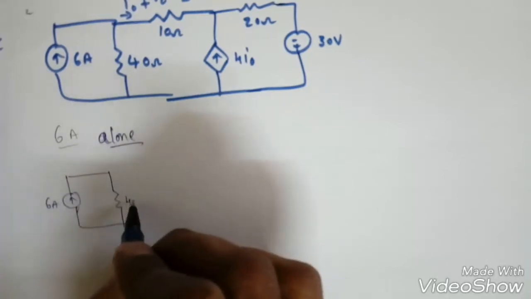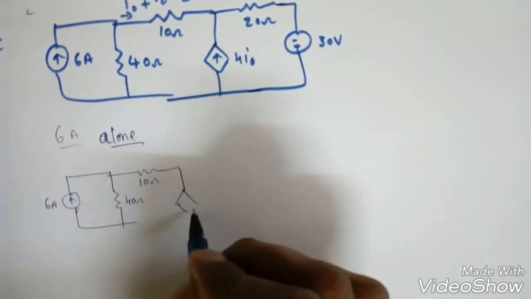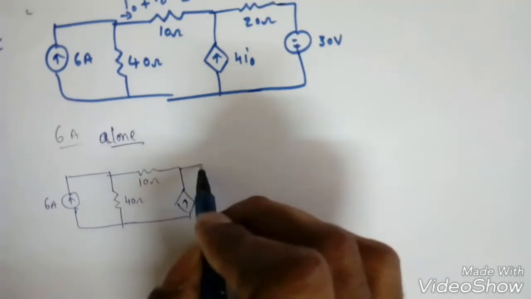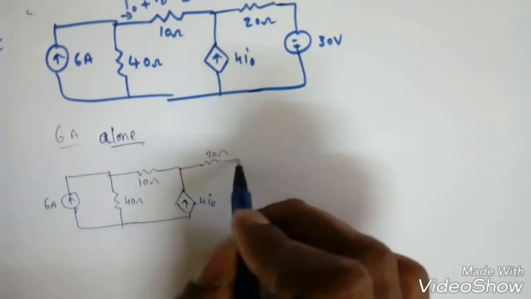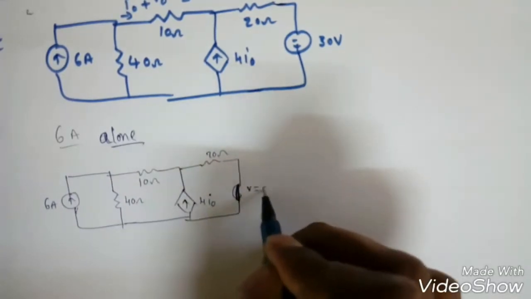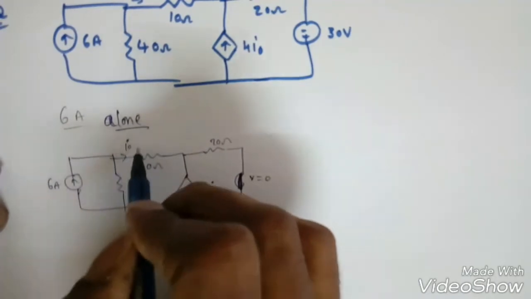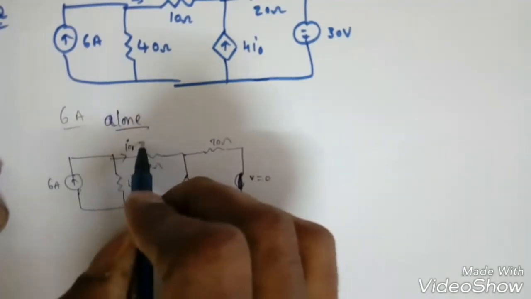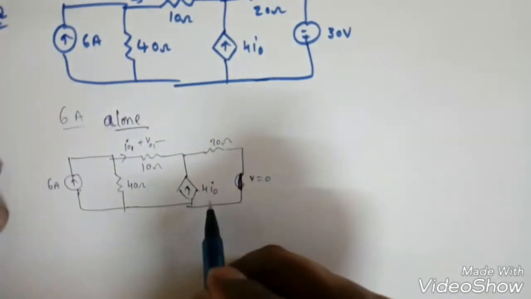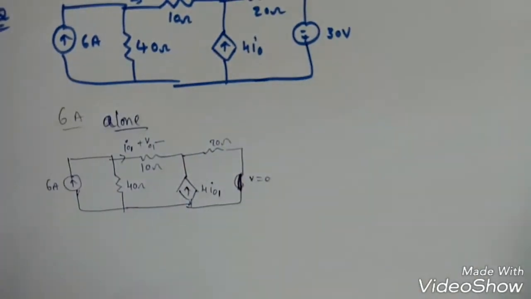40 ohms. This is 10 ohms. The dependent source will always exist, that is 4 I naught. This is 20 ohms. This should be short circuited because we are making the voltage 0. Now this is I naught 1, I am taking it as, and this is plus minus V naught 1. So whenever it is I naught 1, here I naught will become I naught 1. Now in this case we have to find this.